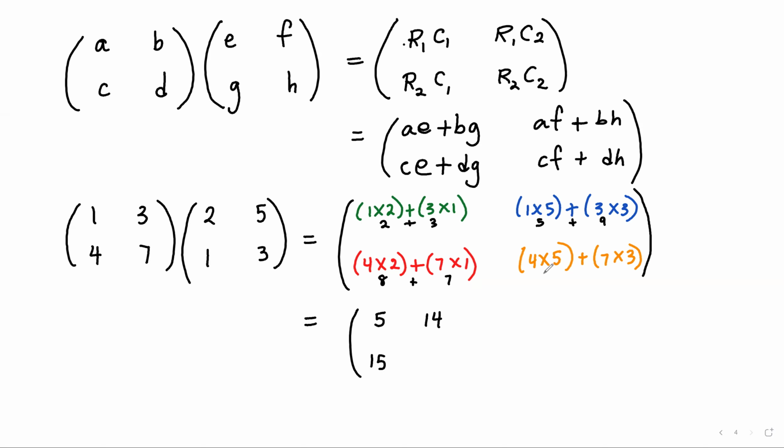And then 4 times 5, which is 20, plus 7 times 3 is 21. 20 plus 21 is 41. And that is how you work it out. You could have actually written this out if you wanted it as another matrix, 2 plus 3 and then 5 plus 9. I just wrote it there.